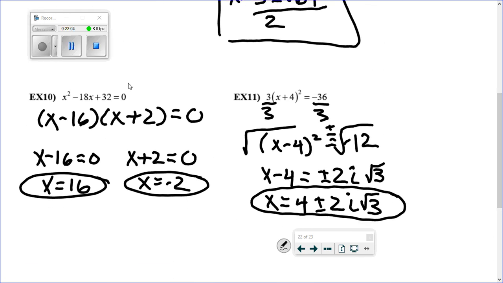And then our question 10, we can factor that, so we're going to use that easiest method. So factoring, setting your factors equal to 0, you find x equals 16 and negative 2. And question 11, notice you have that binomial squared, so using that square root method again, solving for x, find x equals 4 plus or minus 2i root 3.